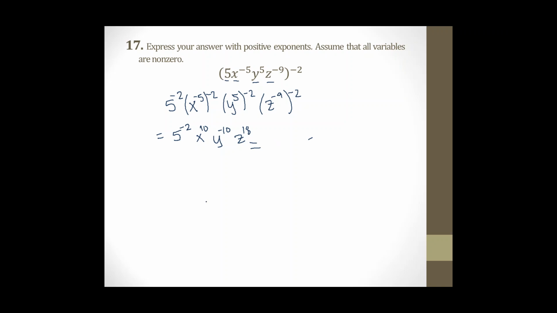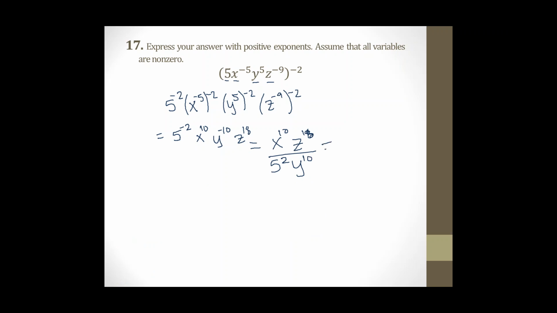Let me erase that so it doesn't look like an exponent or something. That's going to throw me off. Alright, so I'm going to keep my x to the 10th at the top, and I'm going to keep my z to the 18th at the top. I don't need to move those. That's an 18. Oh, Lord. Okay, over, now 5 to the positive 2. I'm struggling right now. And then y to the positive 10.